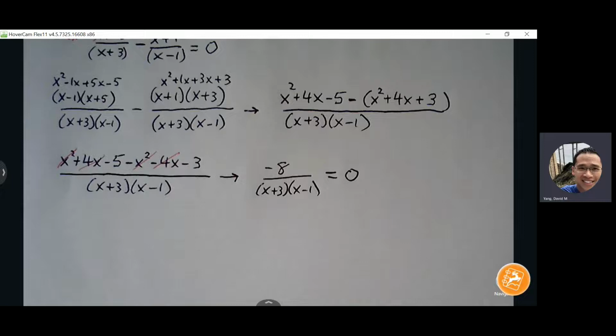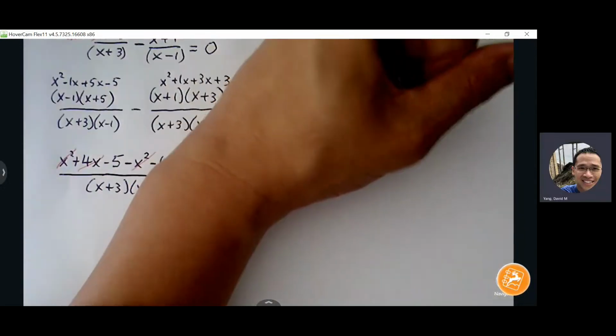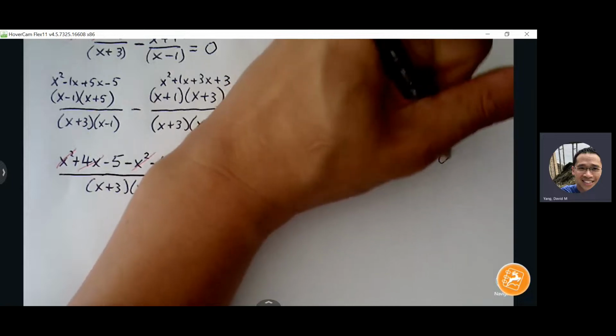Now, the numerator equal to 0 is not going to produce anything for us. There's no variables. -8 equals 0 doesn't make sense. But the denominator, (x + 3)(x - 1) equal to 0, we have some x's there, so we have some critical values. So what x values will come out of the denominator?